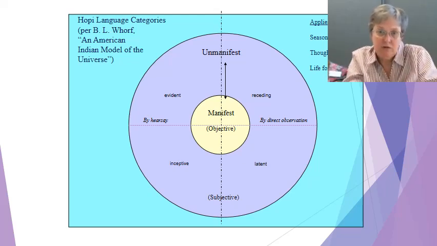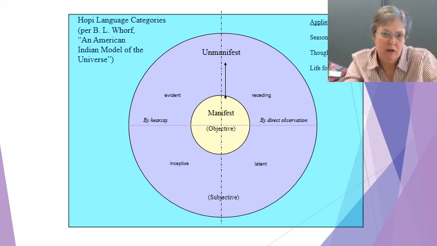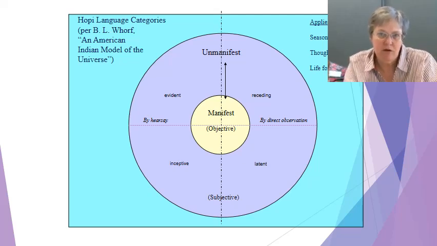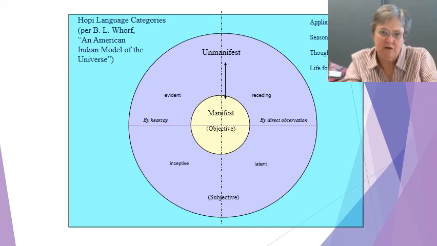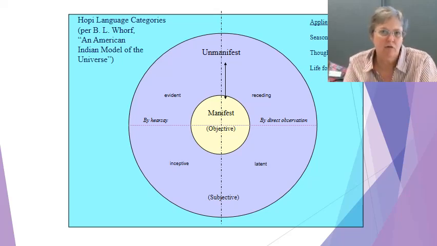You plant the seed in the ground, and it's in this latent potential area deep in the ground, waiting for the moisture, waiting to grow and germinate. And then there's an inceptive aspect. Something is beginning to come into being, but it's not yet fully formed. And then there's this evident aspect, again, I see it, it's evident to me. Now it's fully formed and I can see it by direct observation. And then it is receding. It's going back into the realm of the unmanifest. It's still slightly apparent, but it's going back into the realm of the unmanifest.